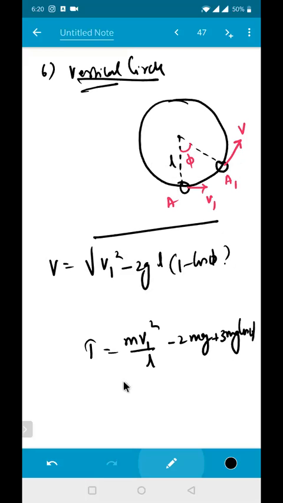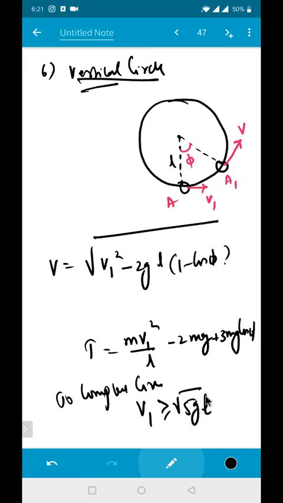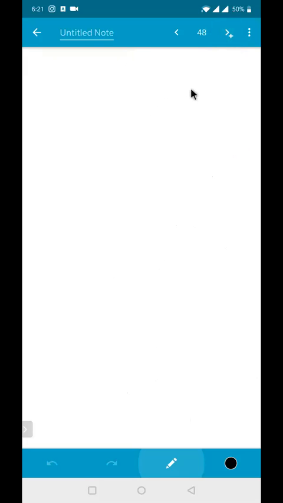Very important relation. Now to complete the circle, you already know the relation. To complete the circle, what must the velocity be? V1 must be greater than or equal to under root of 5gL. So these are some of the standard formulas which you should be able to remember for doing the problems related to work, power and energy. So I'm not going into much detail related to this one.